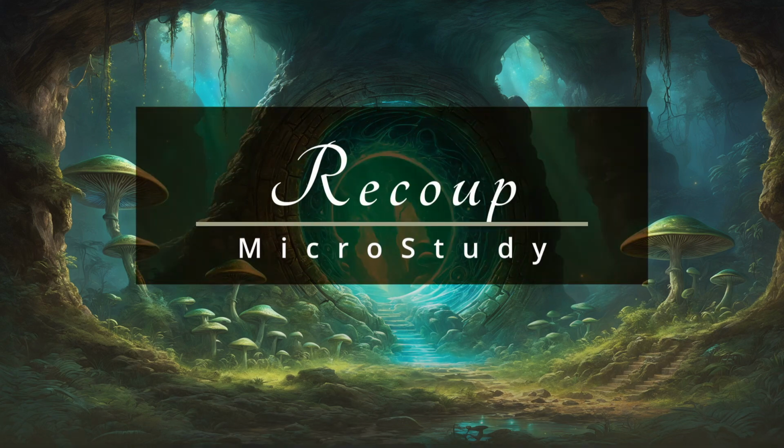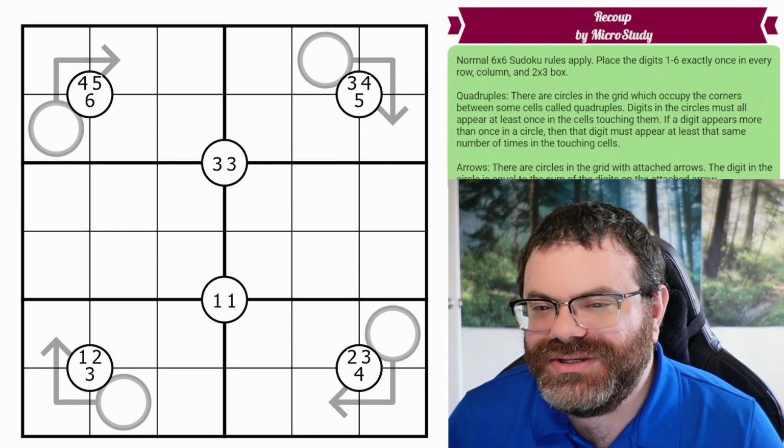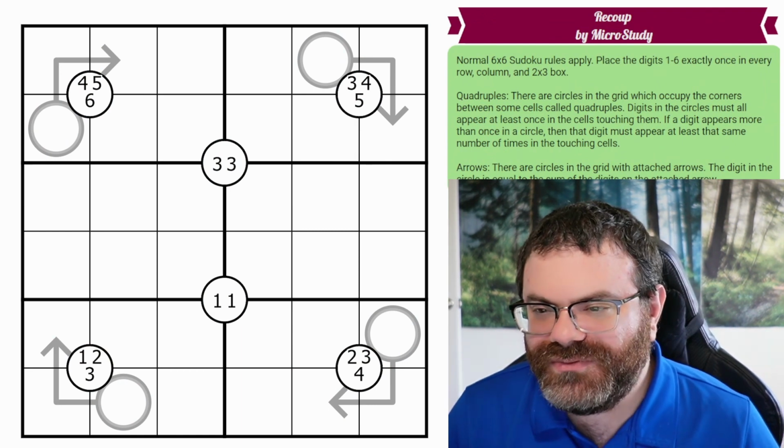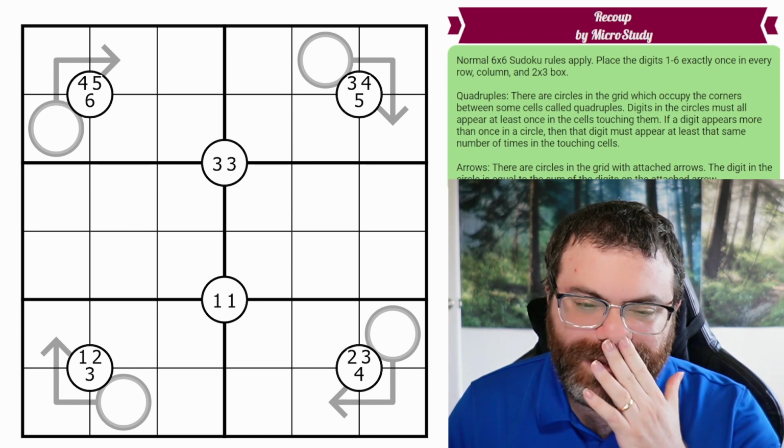Hello, let's continue our Sudoku adventure with Recoup by MicroStudy. So this continues our quad theme week. So of course we have quadruples in the rules, but let's go over all of them.